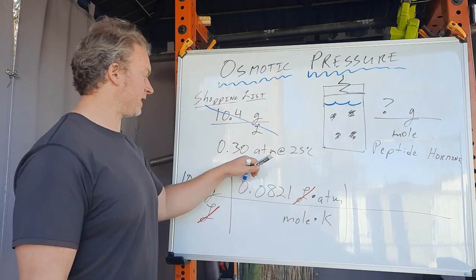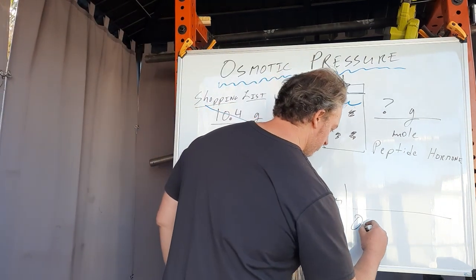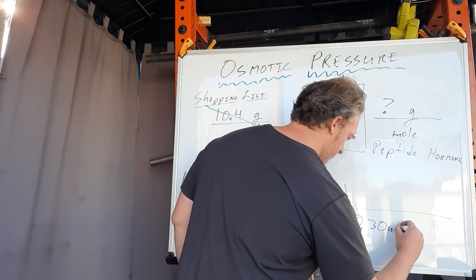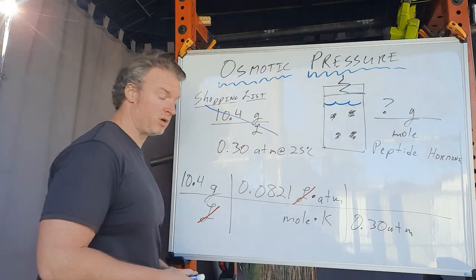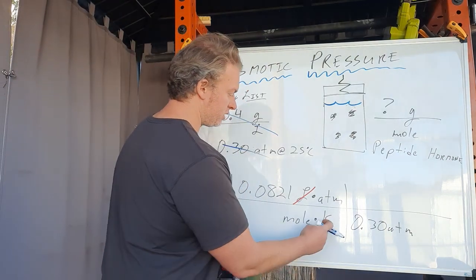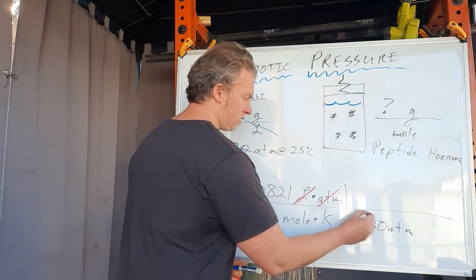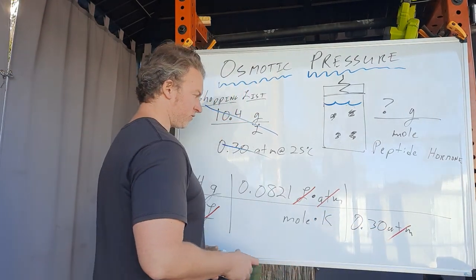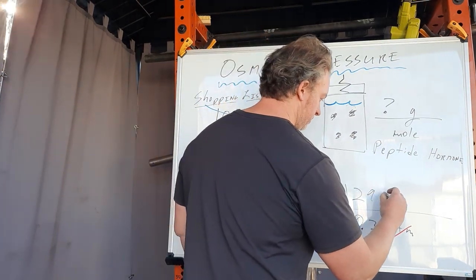Pressure, we got that guy right there, easy. From our shopping list, 0.30 atm. And also in our shopping list, we're told the temperature. We have to do a little conversion of Celsius to Kelvin. So 273 plus 25, 298 Kelvin.